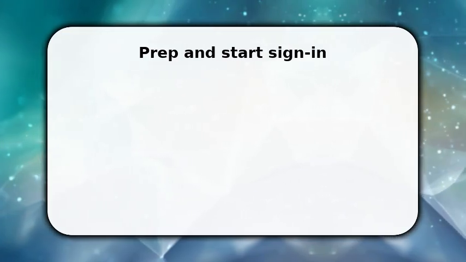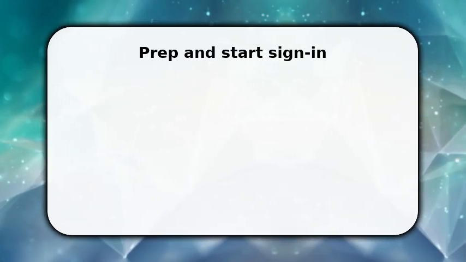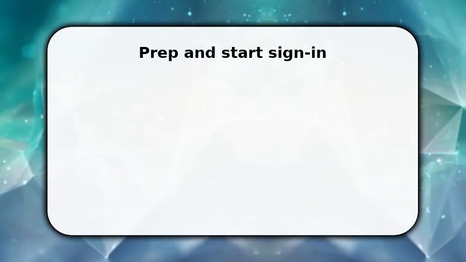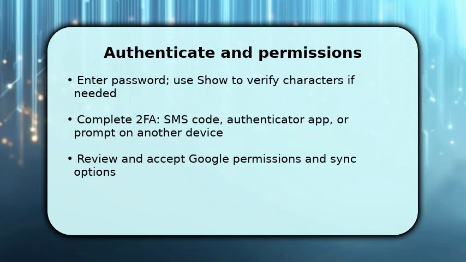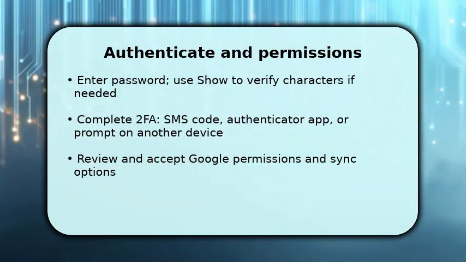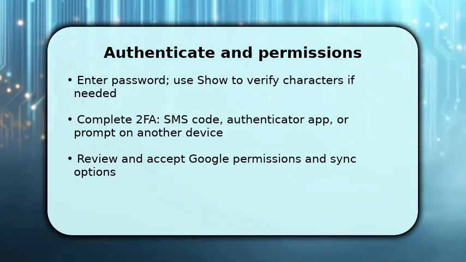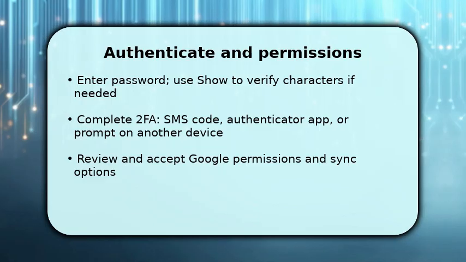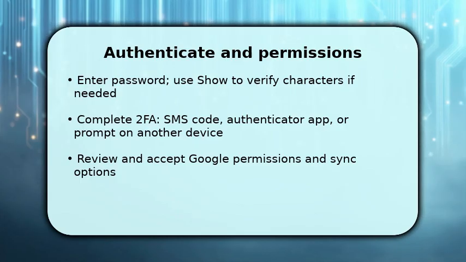If you use two-factor authentication, get your second factor ready now: phone, authenticator app, or backup codes, so the flow won't pause. You now enter your password and tap Next. Use the Show option to avoid mistypes. After that, Google will ask for two-factor verification if enabled. Choose SMS and authenticator app code, or approve the prompt on your other device. Complete that step promptly.